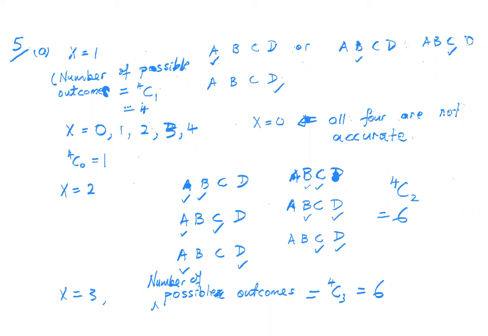Teacher, 4C3 is 6. 4C3 is 6, yes. Oh, in my graphic calculator I got 4. 4, sorry, it is 4. Because it is 4 times 3 times 2 times 1 over 1 times 2 times 3. Yeah, it's 4. Correct. You are right. Oh, okay. Thank you, teacher.